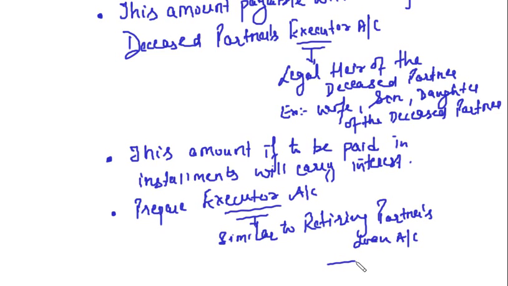So it is just the names that have changed. There, in case of retirement, we transfer the amount payable to the retiring partner's loan account, but in this case, we transfer the amount to the deceased partner's executor account, right? In case of retirement, we prepare the retiring partner's loan account, and in case of death of a partner, we will prepare executor account. Rest everything will be absolutely same. The method of preparing the account will be absolutely same, right? It is just the names that have changed.